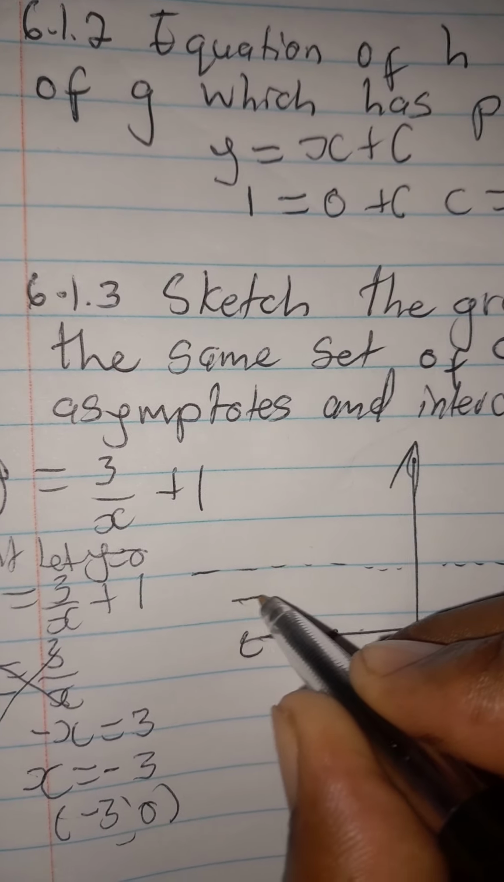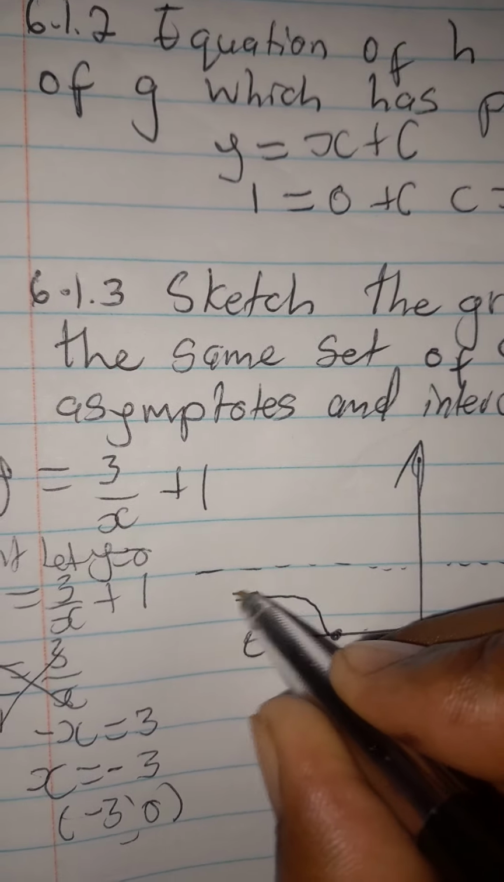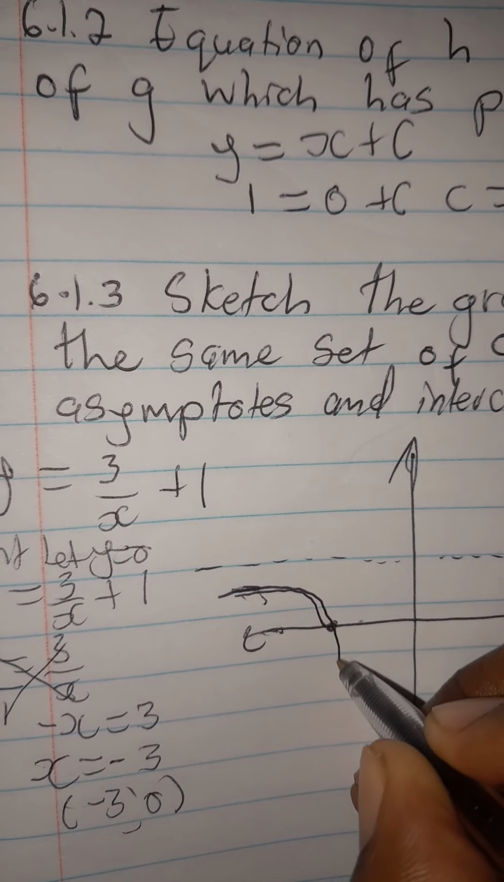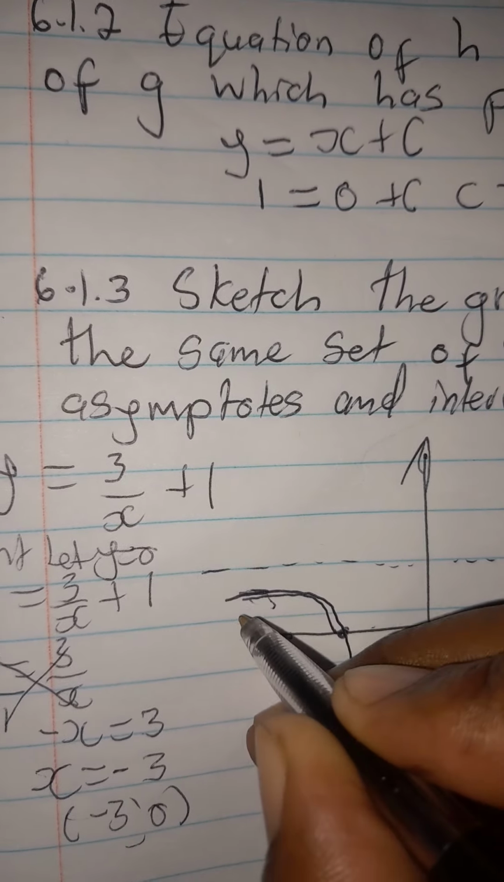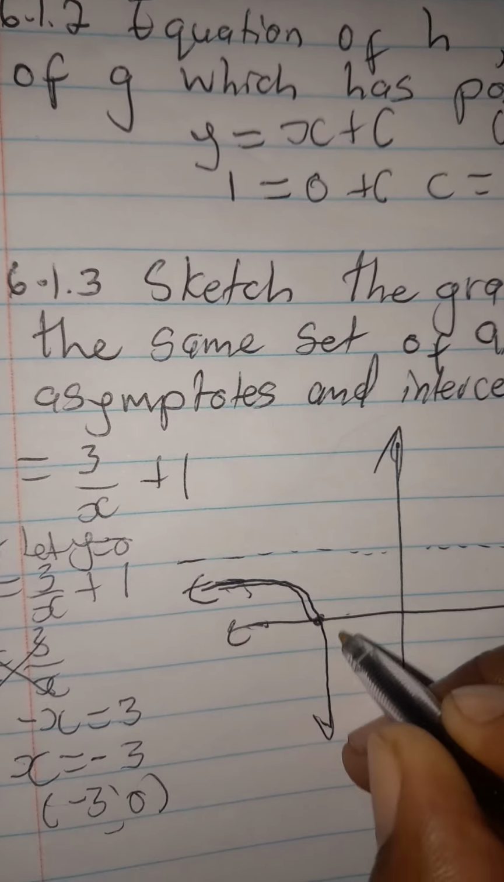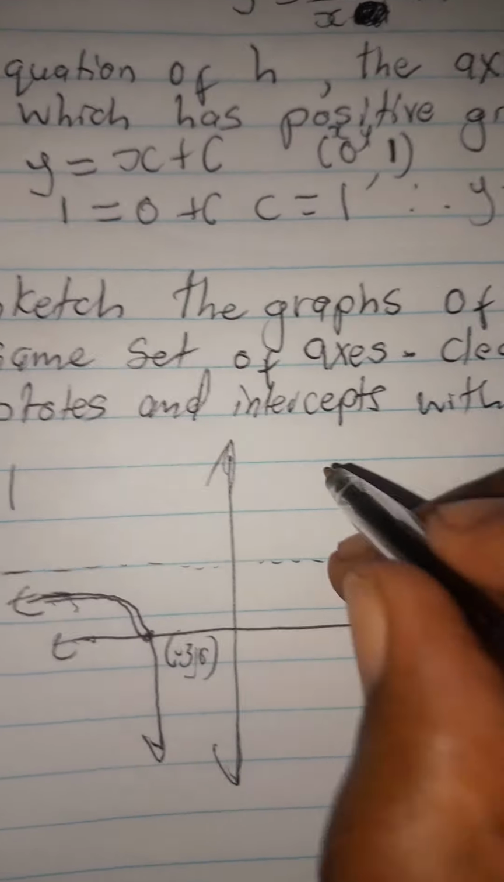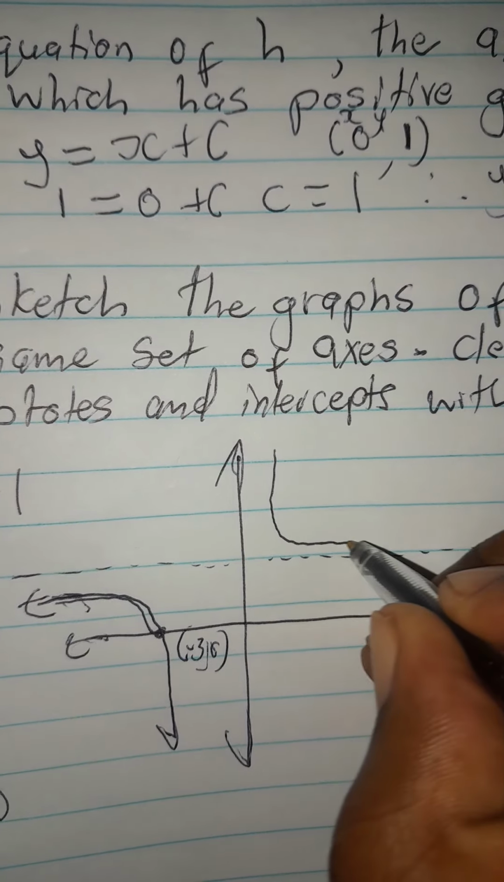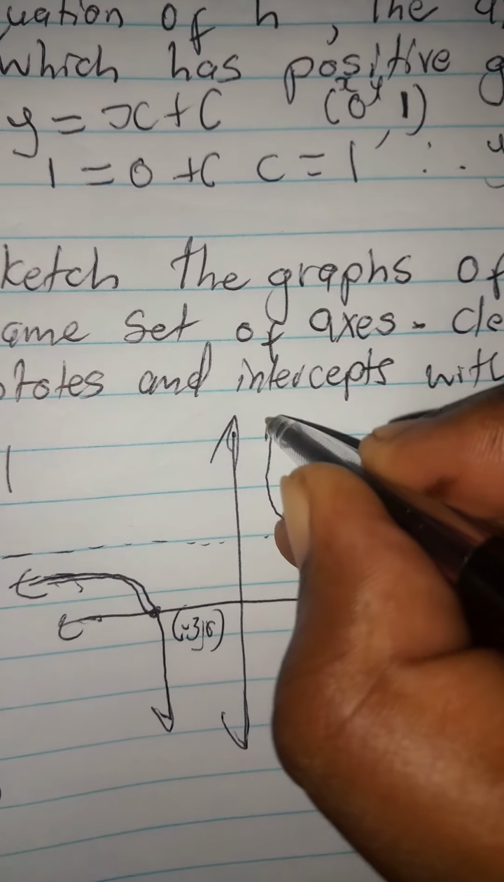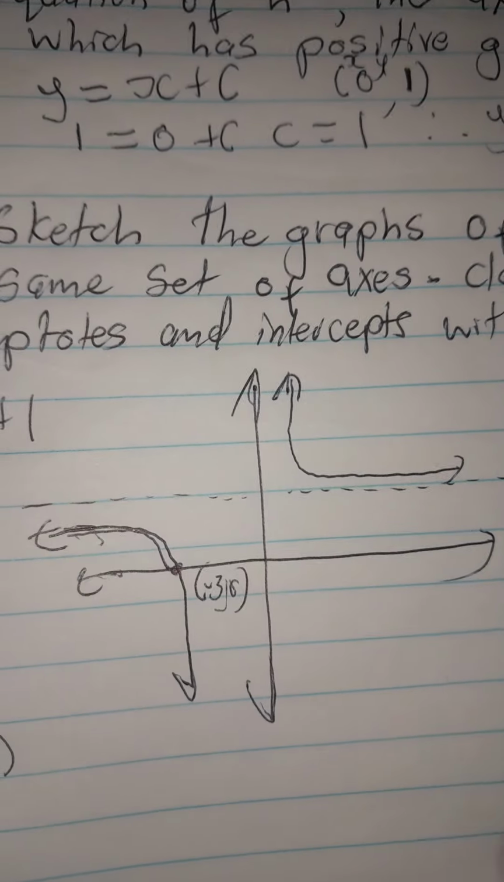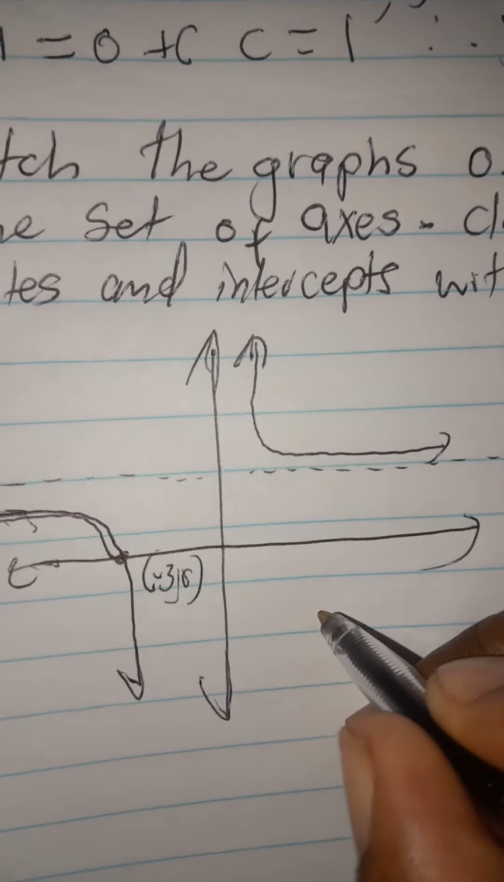So that means our shape will be like this, which will be negative 3 and 0. So obviously the other one that is in the first quadrant will go here. Then we need to draw the graph of a straight line.